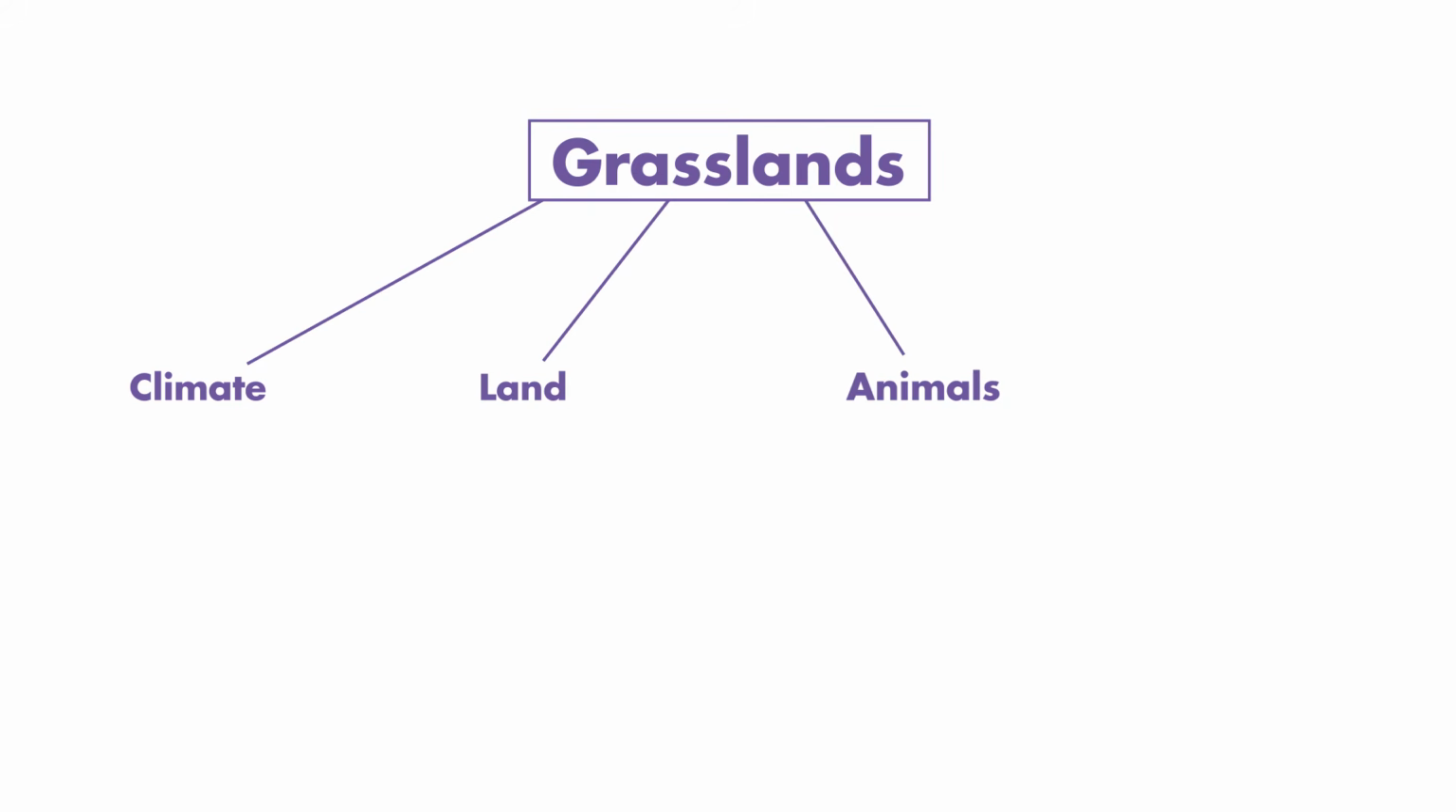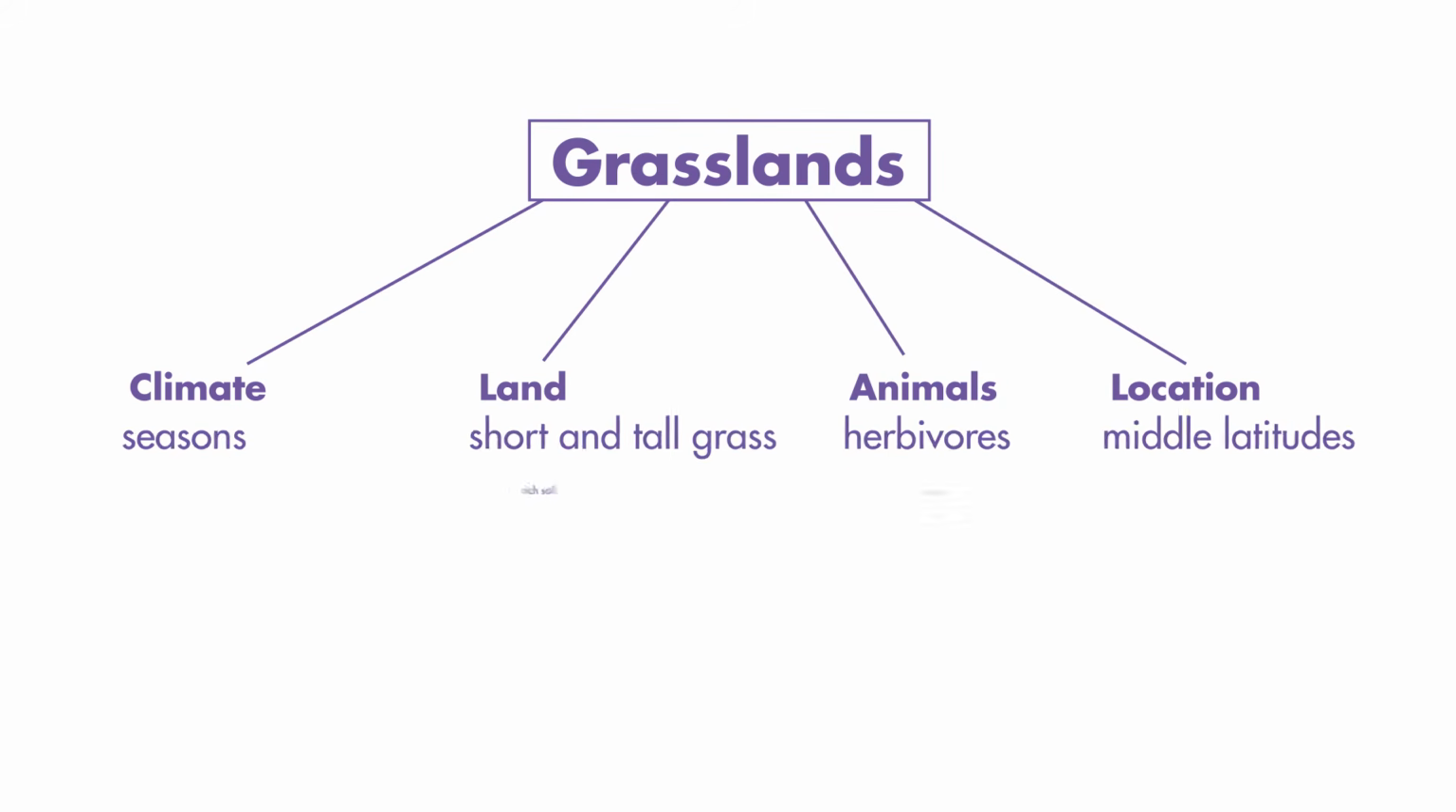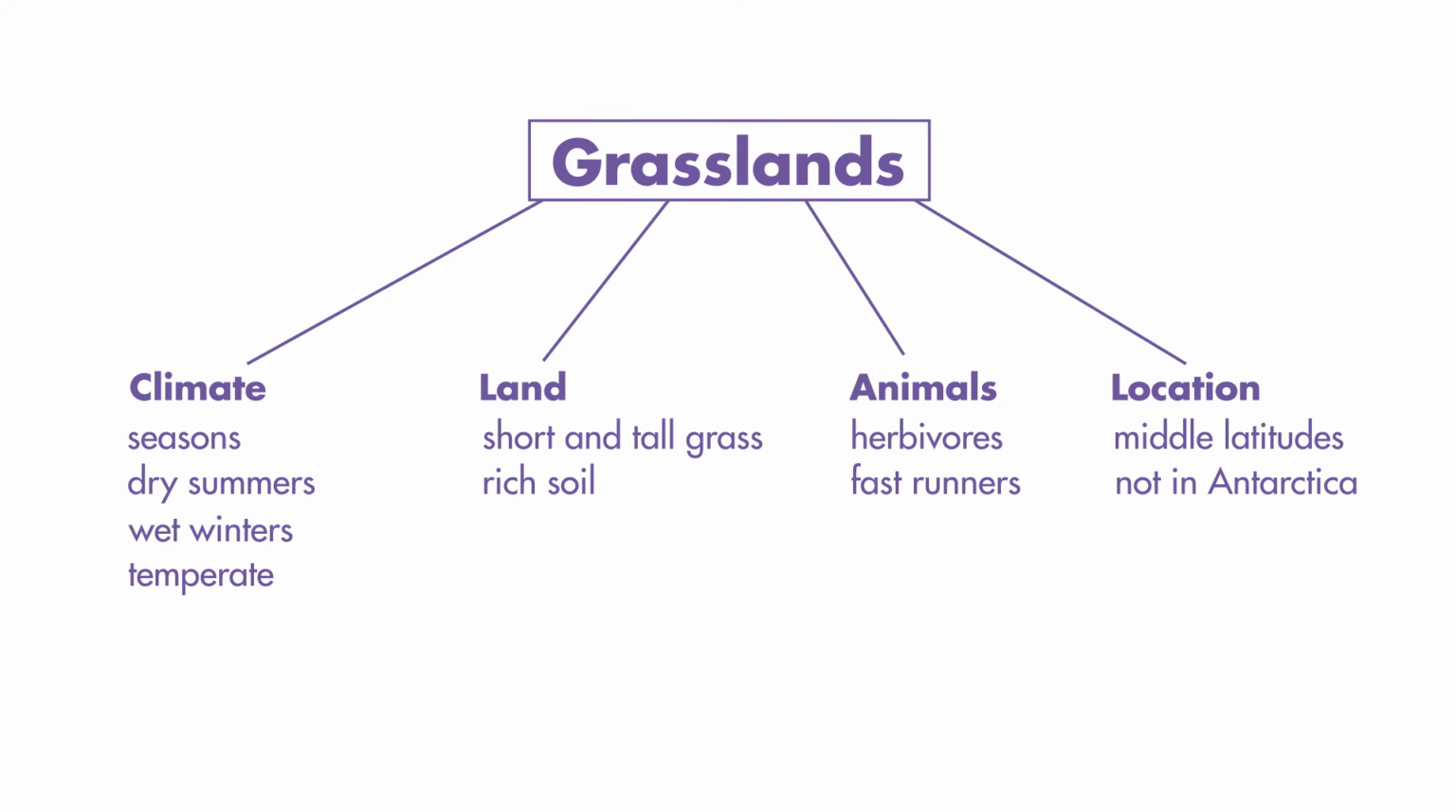Start with the topic, grasslands. Then write the categories for that topic. The categories are climate, land, animals, and location. List some facts about each category. You'll include those facts when you write.